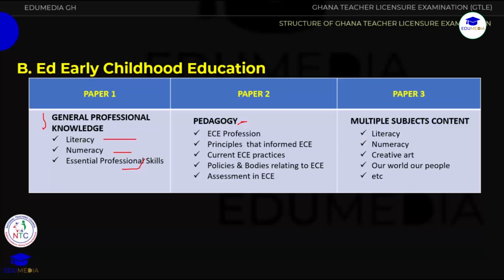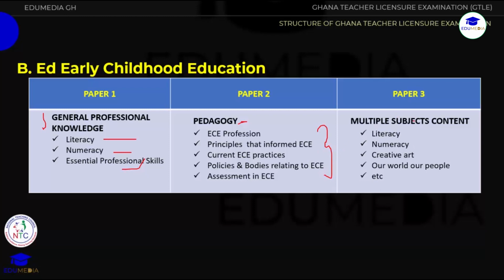Then finally, you look at assessment in early childhood. How do you take assessment in early childhood? The concept of assessment in early childhood, and then the forms of assessment, as well as the performance-based assessment, the tools that you use to take assessment as an early childhood educator. So these are the areas that you have to pay attention to when you are preparing for this exam.